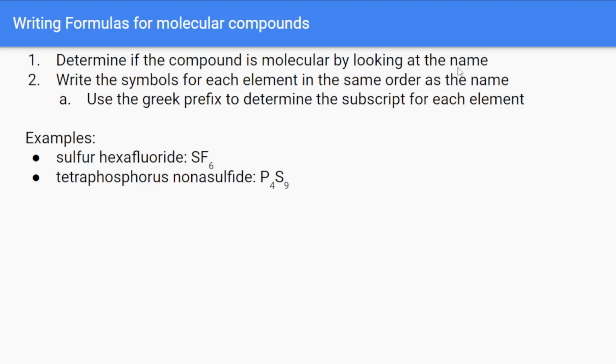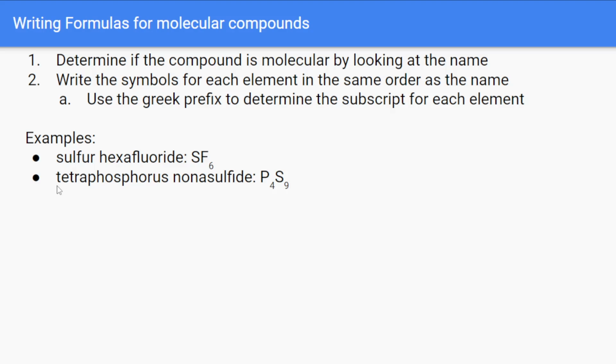Now, doing formulas, it's the same thing, but in reverse. So you have to look at the name, you write the symbol for each, and then use the Greek prefix to determine the subscript. So sulfur hexafluoride is S. Remember, it doesn't say mono because it's the first element and there's only one of them, so it's just sulfur. It would be just one S, and then hexafluoride would be 6 for hexa, and then fluoride is for fluorine.